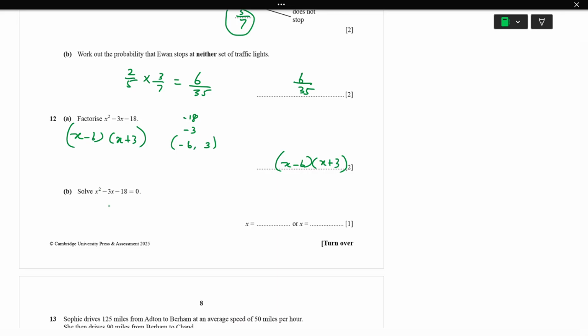Next one, we need to solve. So that's equal to 0. Either x minus 6 equal to 0, then x equal to 6, or x plus 3 equal to 0, so x equal to negative 3. So 6 and negative 3 are the answers here.